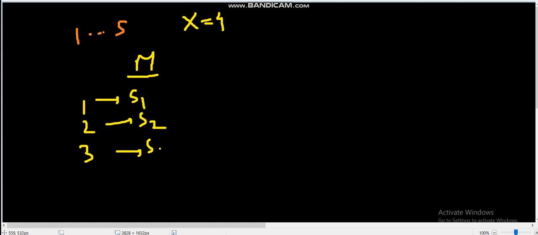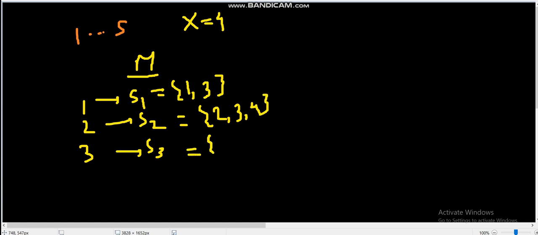What are S1, S2, S3? They are sets containing some bottles of juice. Let's take S1 as 1, 3. So we have served the first friend the juices of the first and third bottle. Similarly, let's take S2 as 2, 3, 4, and S3 as 4, 5. I hope you got it: we invite M friends, and to each friend we give a set of bottles.